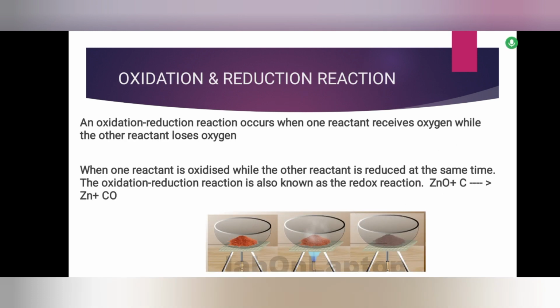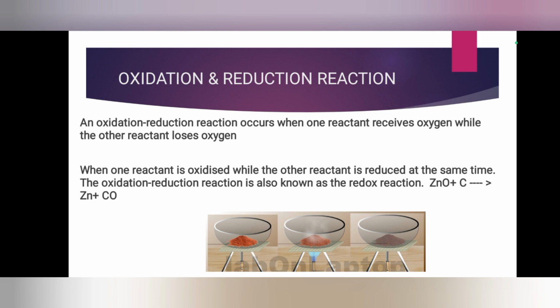Next is oxidation reduction reaction, or redox reactions. Oxidation. In an oxidation reaction, a substance gains or receives oxygen. Here, for example, copper. When we heat this copper, it forms copper oxide. The brown color copper turns black in color, forming copper oxide.